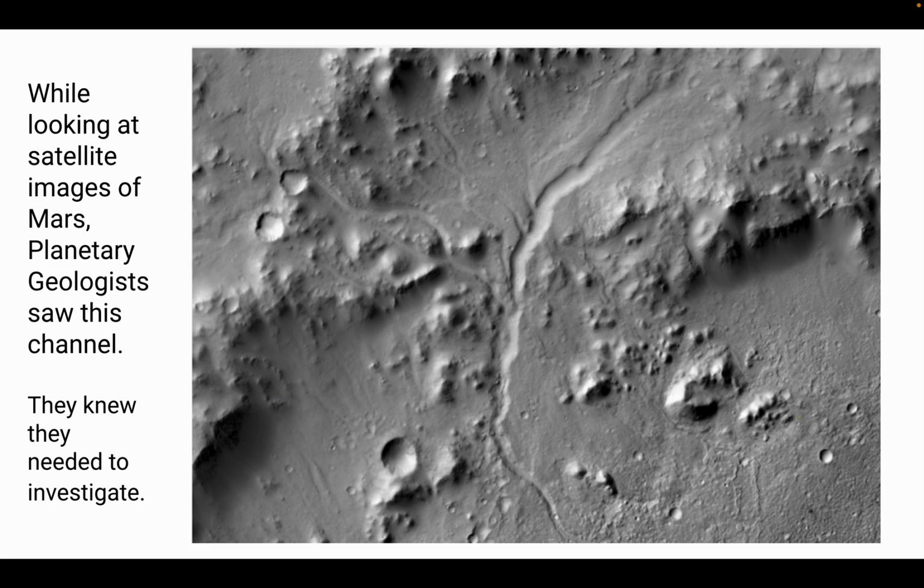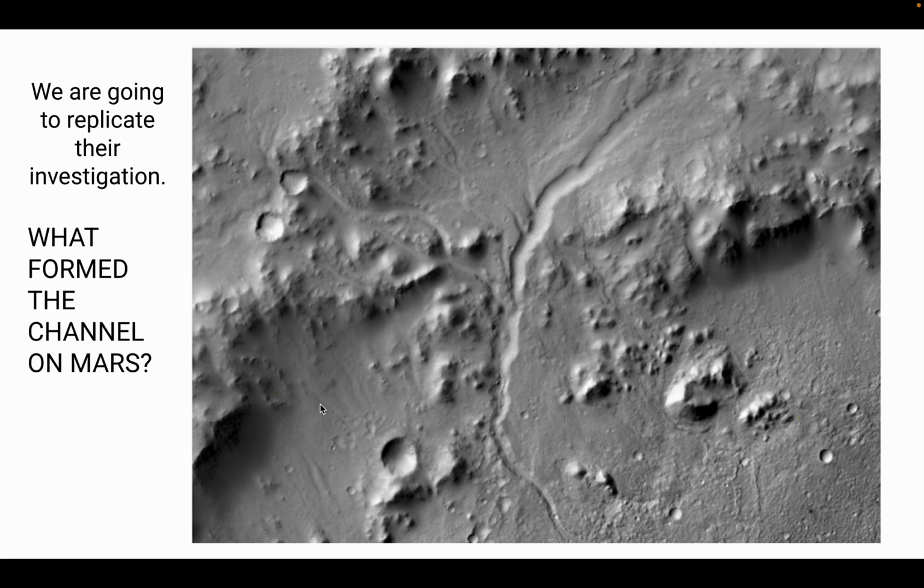And so this is what they're like, okay, wait a second, we really need to dig into this. We need to find some more information about this, and we need to investigate this further. So this is what we are going to do. We're going to replicate their investigation. And our chapter 1 question is, what formed the channel on Mars?